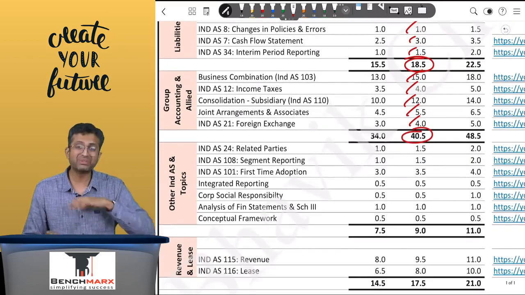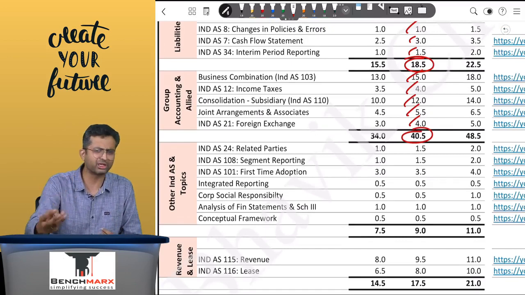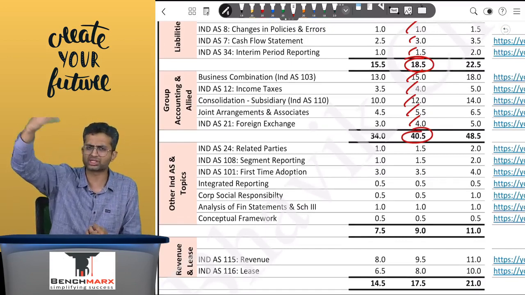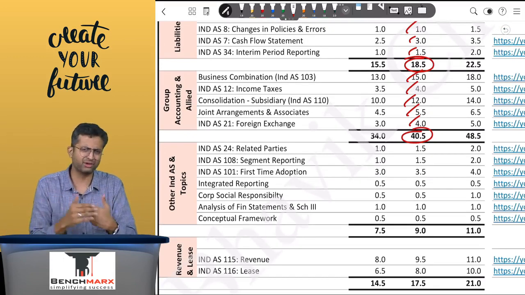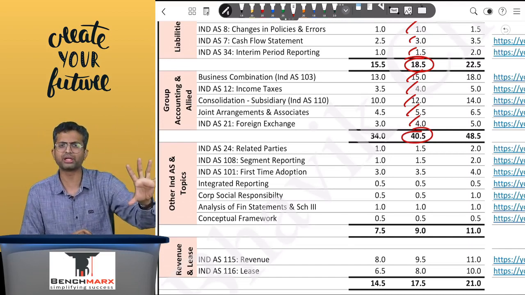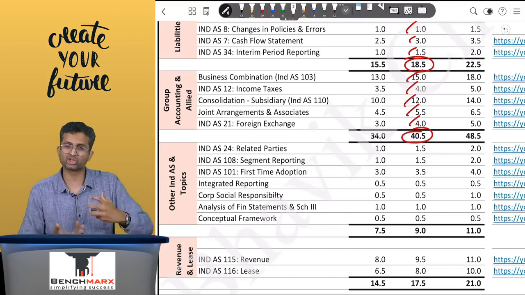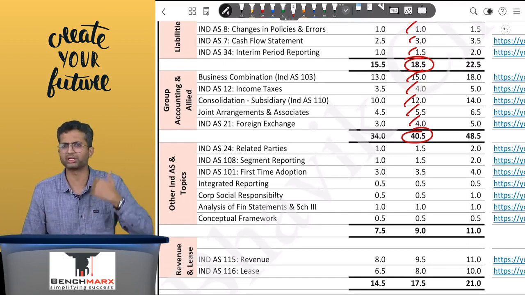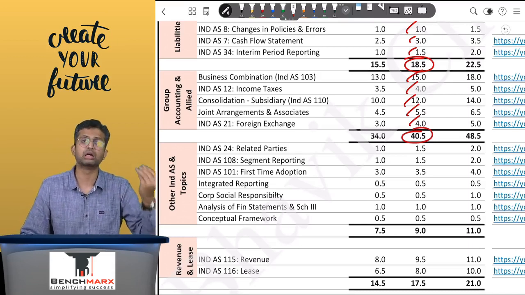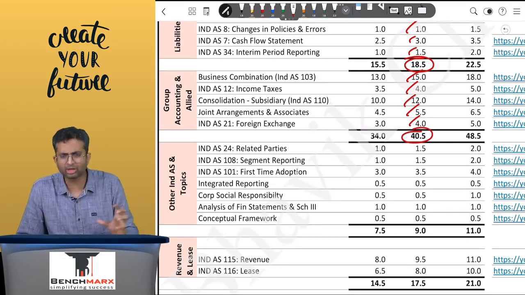And then you do the miscellaneous topics, all the other standards like disclosure of related party and segment reporting. Again, it is not a rigid format. You can always finish off related parties and segment beforehand as well. But here we again take a break. So we did Ind AS, then came to financial instruments and share-based payment, again did a few Ind AS, came to business combination and consolidation, again do a few Ind AS like related parties, segment reporting, first time adoption, and a few other topics like CSR, integrated reporting, conceptual framework, analysis of financial statements, etc. to be done over here.